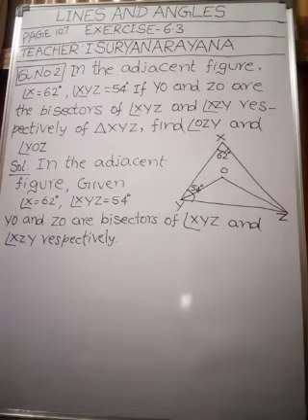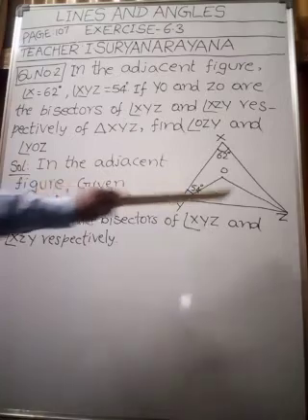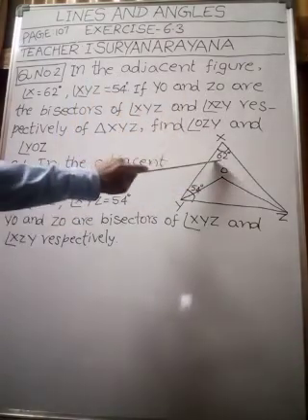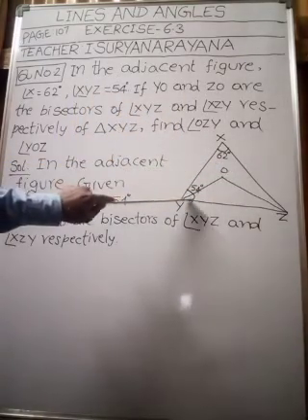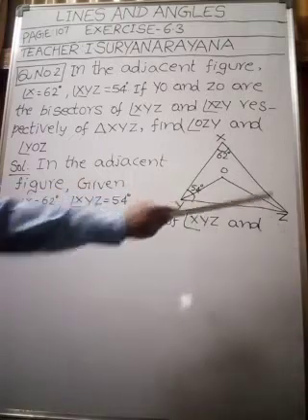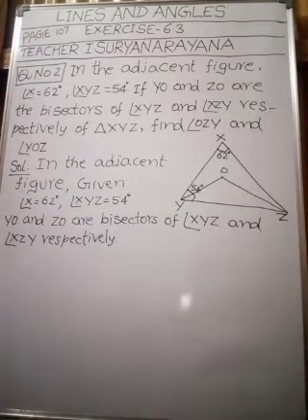Now come to the triangle XYZ. In this triangle, we know this angle, that is 62 degrees. This angle is 54 degrees. Let us find out angle Z. Okay, my children. How can you find? Yes, by using the angle sum property of a triangle. Isn't it, my children?